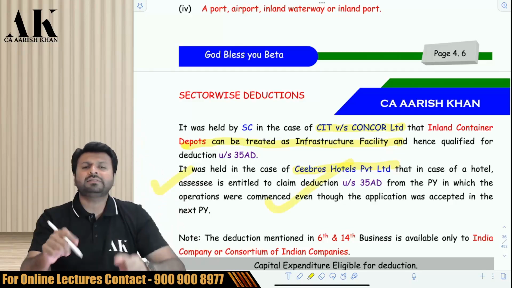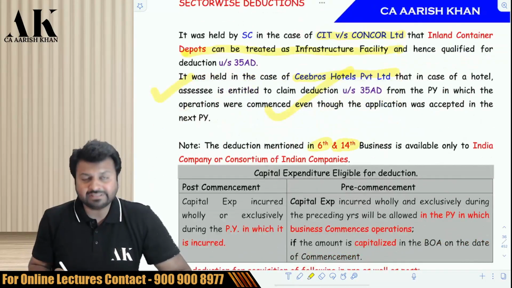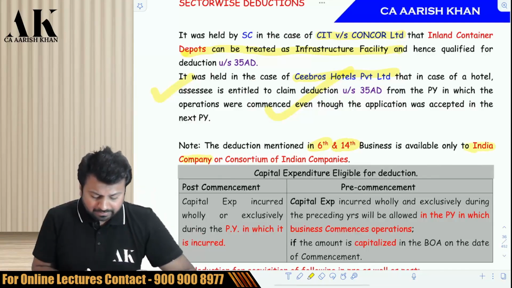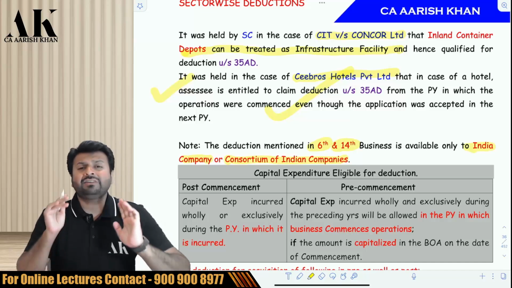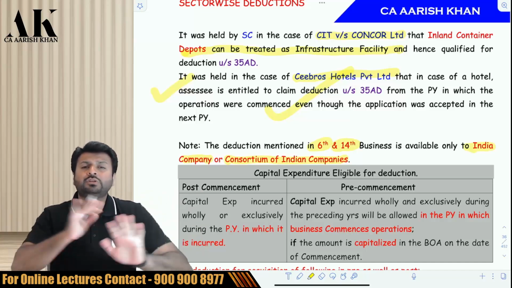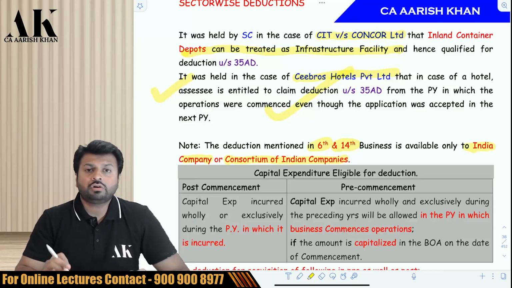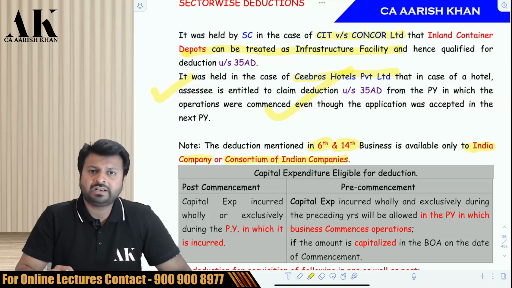Now, out of the 14 businesses which we have seen, the 6th business, that is the cross-country pipeline one, and the 14th business, that is the infrastructure business, these 2 businesses are available only to Indian companies or consortium of Indian companies. Consortium means a joint venture of Indian companies. Apart from these 2 businesses, the rest of the 12 businesses are available to all kinds of assessees. I hope it is clear to all of you. Out of 14 businesses, these 2 are specifically dedicated to Indian companies or consortium of Indian companies. The rest are available to all kinds of assessees.